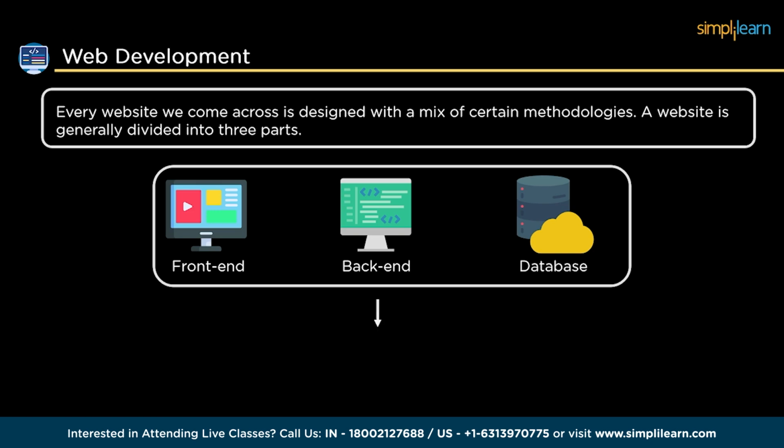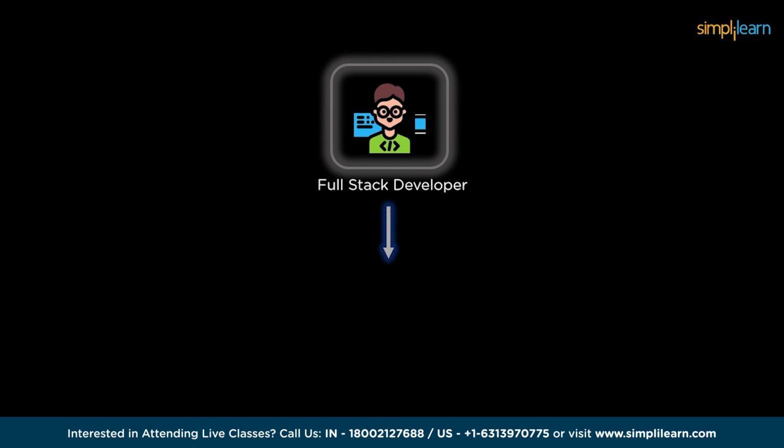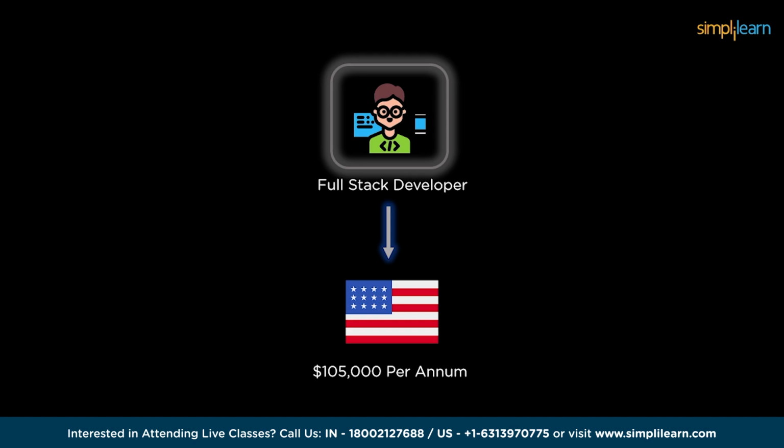A web developer creates the website and ensures that the website does not face any issues right after the deployment. Do you know that reports from Glassdoor.com have shown that a full stack developer in the United States earns between $50,000 to $125,000 per annum, with an average salary of $105,000?